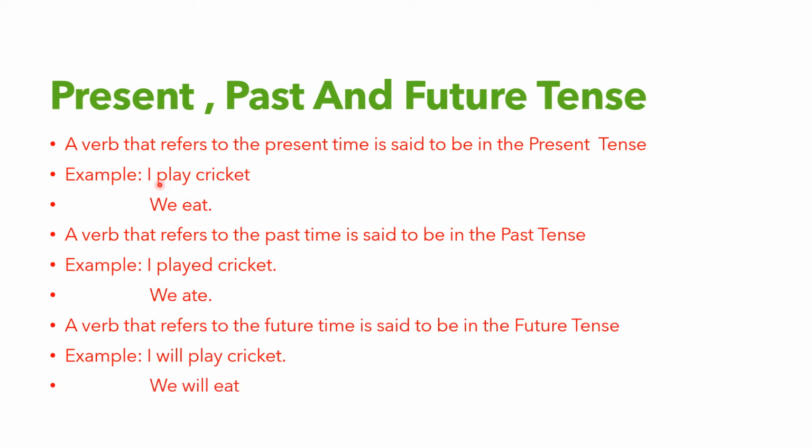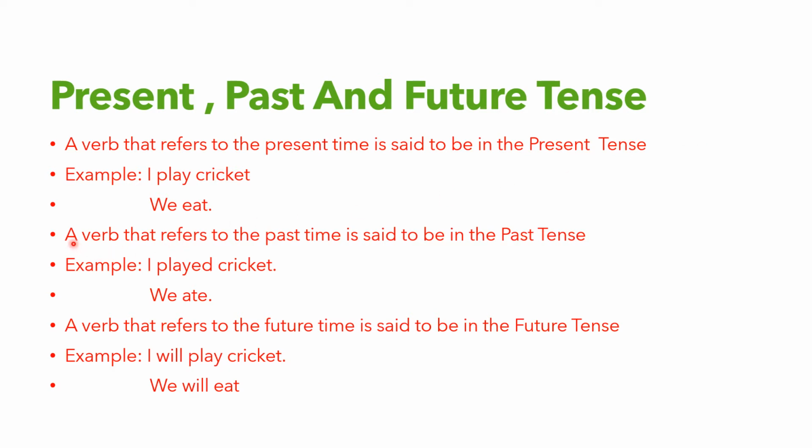Example, I play cricket. So play is a verb which refers to the present time and therefore it is in the present tense. We eat. Eat is a verb. It refers to the present time and it is said to be in the present tense.